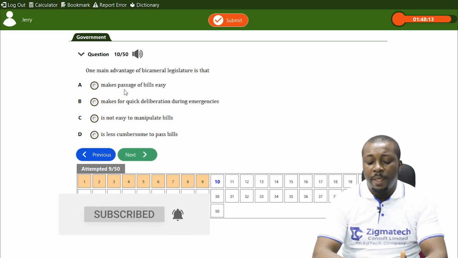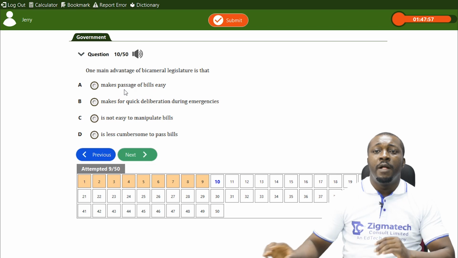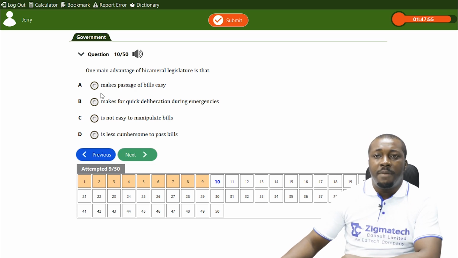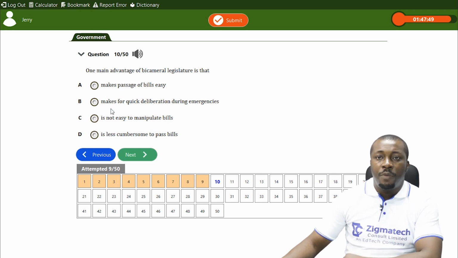Of course, you know, it caters for local differences and different diversities in the nation. It allows for more representation. It allows bills to be properly scrutinized, and it promotes a strong check on the executive arm of government. Now, the option says, makes passage of bill easy. Of course, you talk about easy passage of bill in a unicameral legislature, so it's not the answer.